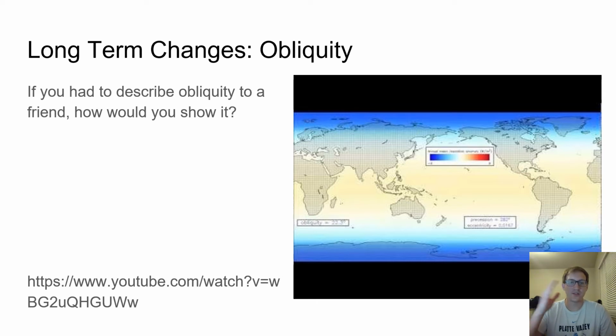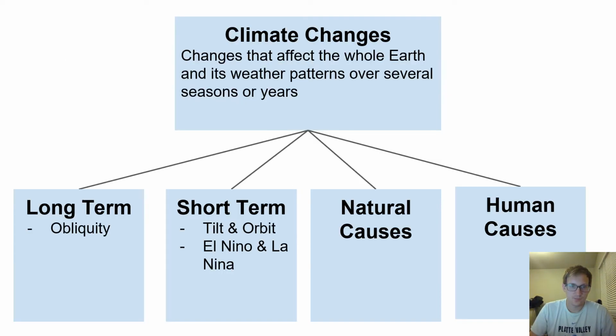And this we call a long-term change because I believe it takes somewhere around 40,000 years for us to go in one complete cycle of obliquity, meaning we go from 21 degrees all the way there and all the way back. If you're curious about what the actual date is, you can look that up. Okay, so that was our long-term climate change.